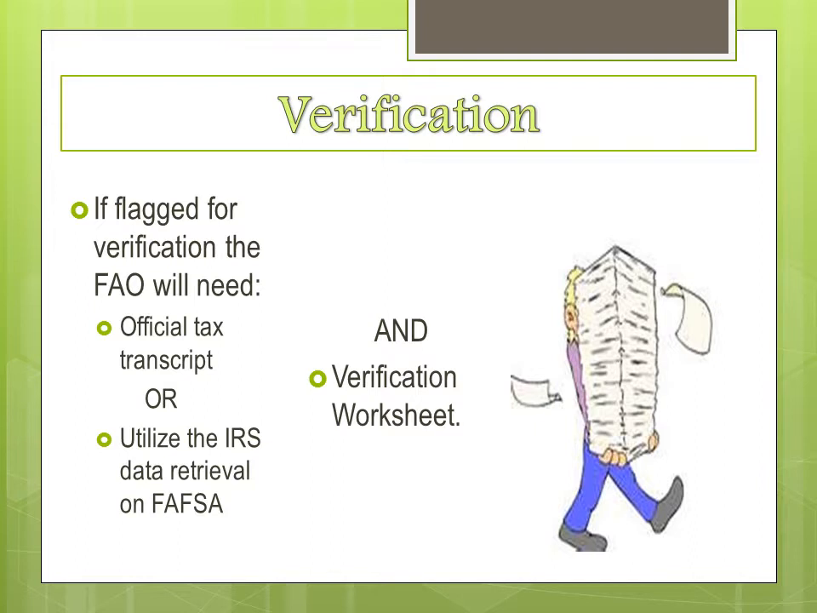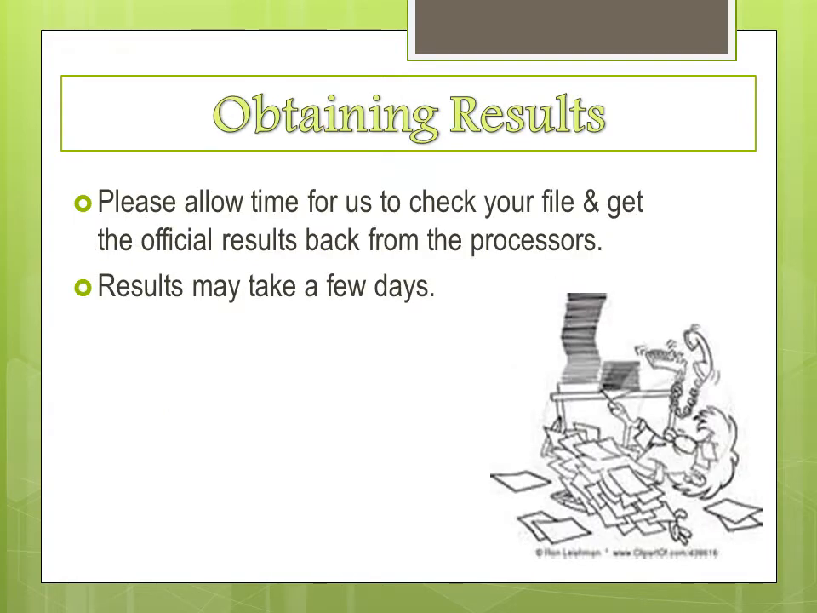Verification. If flagged for verification, the financial aid office will need the following: either an official tax transcript, or you may utilize the IRS data retrieval on the FAFSA, and a verification worksheet completed by you, and if you're a dependent, your parent. And once you've turned all that information in, please allow for us to check your file and get the official results back from the processing center. It does take a few days to get this information back to determine eligibility.